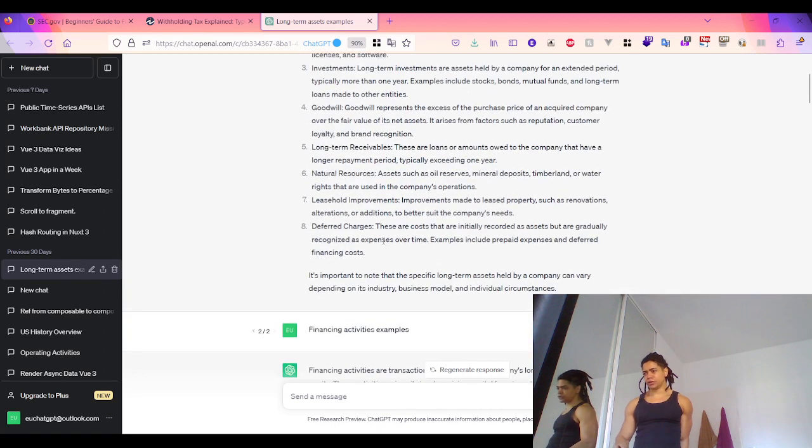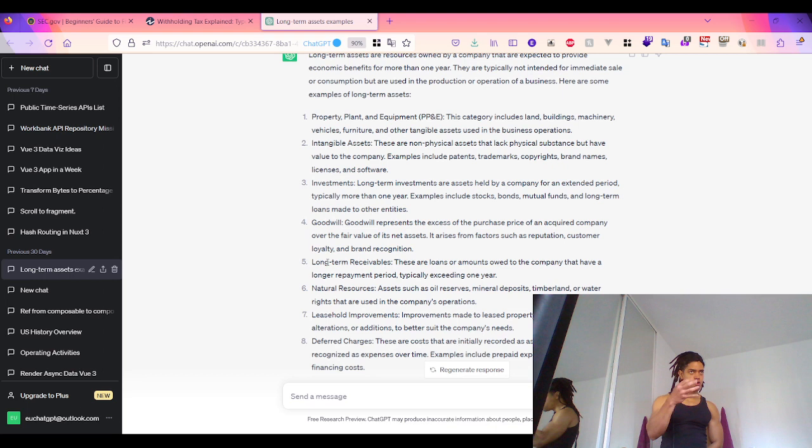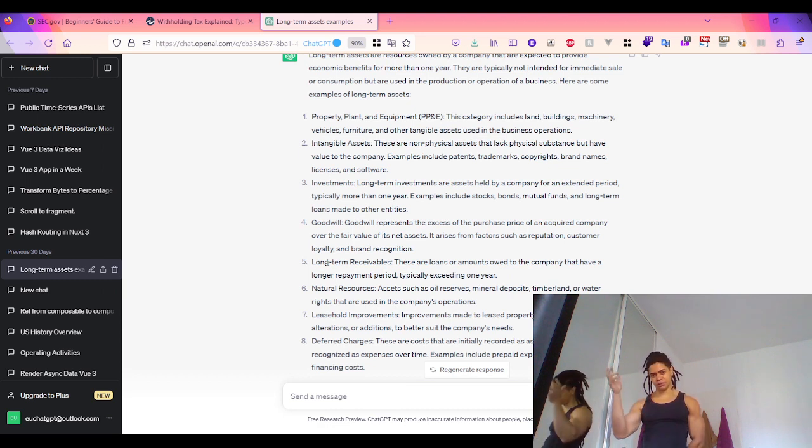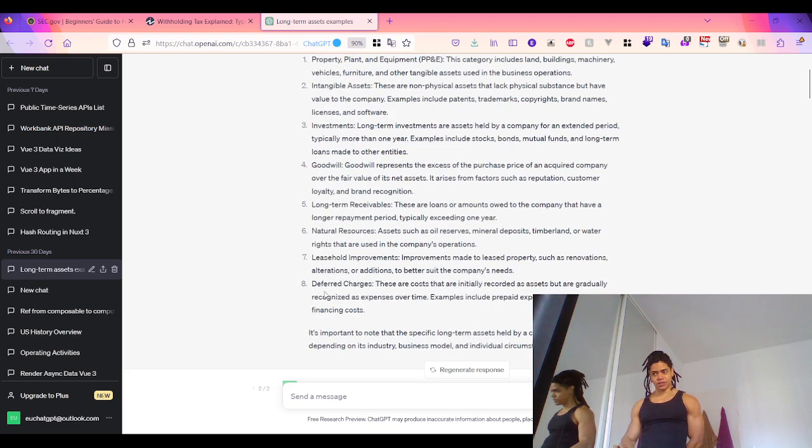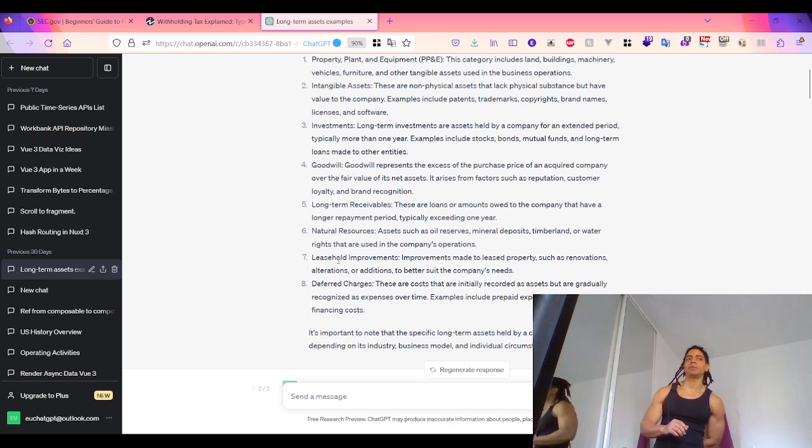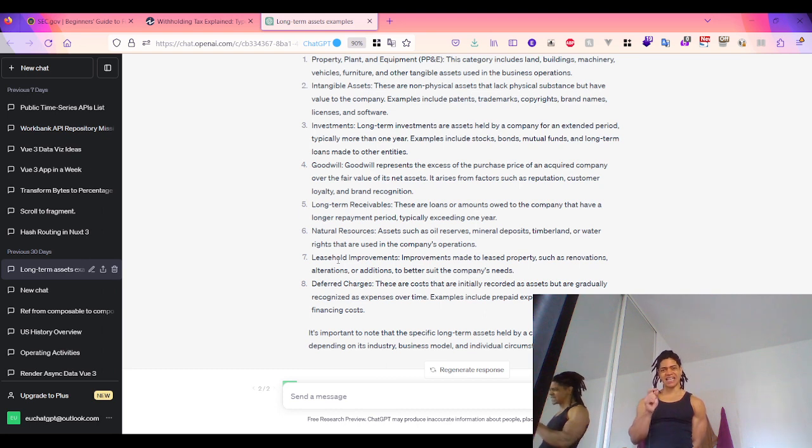It is important to note that the specific long-term assets held by a company can vary depending on its industry. But again, just to mention, the most common long-term assets are property, plant, and equipment, intangible assets, investment, goodwill, and natural resources. This is more from the government perspective or even for yourself. So natural resources: oil reserves, mineral deposits, timberland, or water rights. And leasehold improvement. All of these are examples of long-term assets that fall in the investing activities, the second part of the cash flow statement.